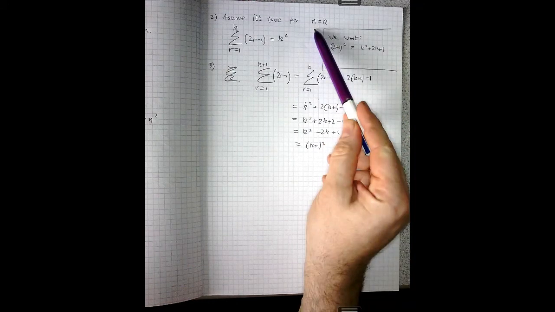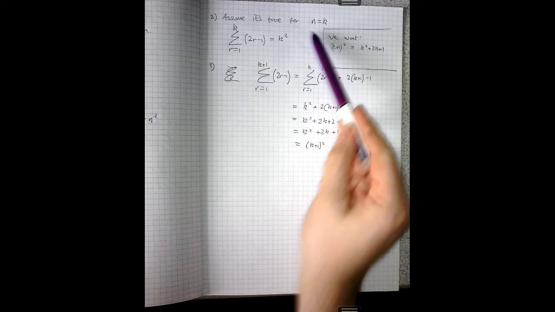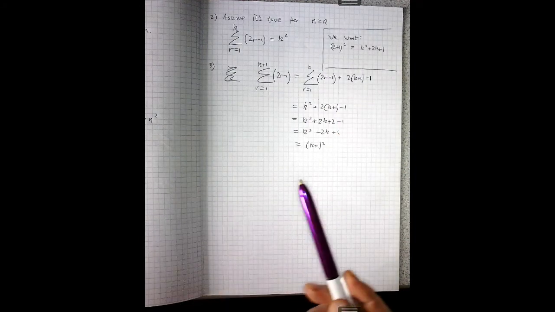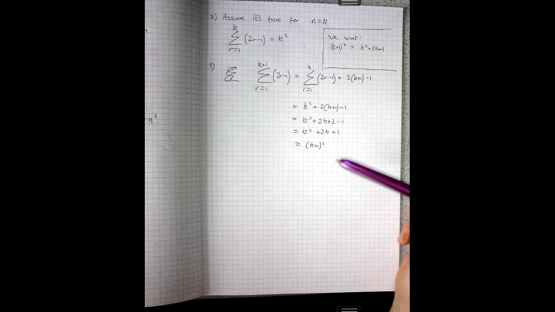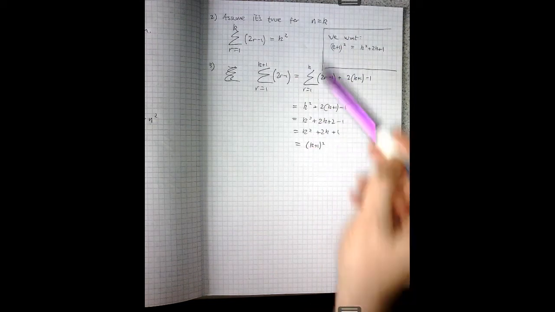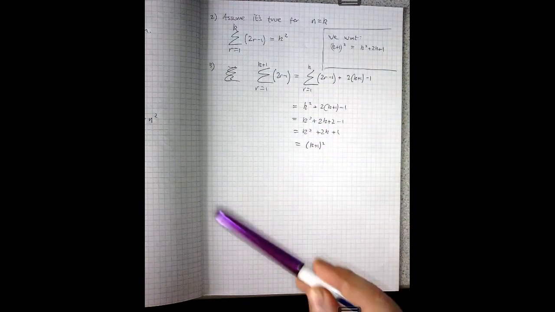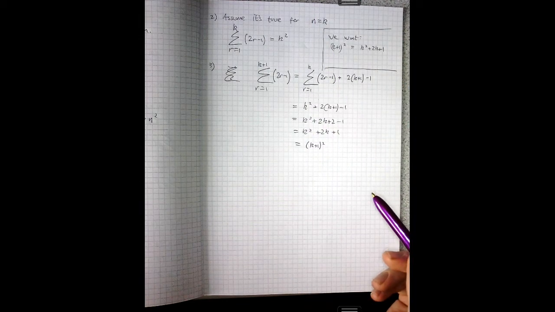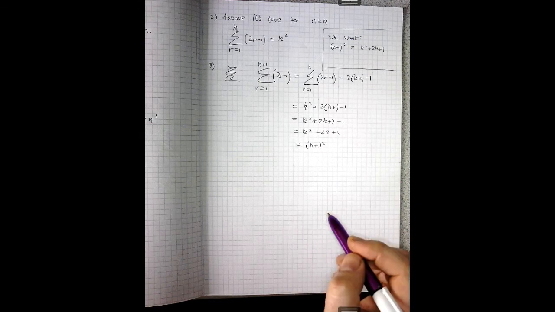And since we know one number for which it is true, we know that when n is 1 it's true, it must be true for n is 2. If it's true for n is 2, it must be true for n equals 3. If it's true for n equals 3, it must be true for n equals 4, and so on and so on. Now you get marks from writing your conclusion out.